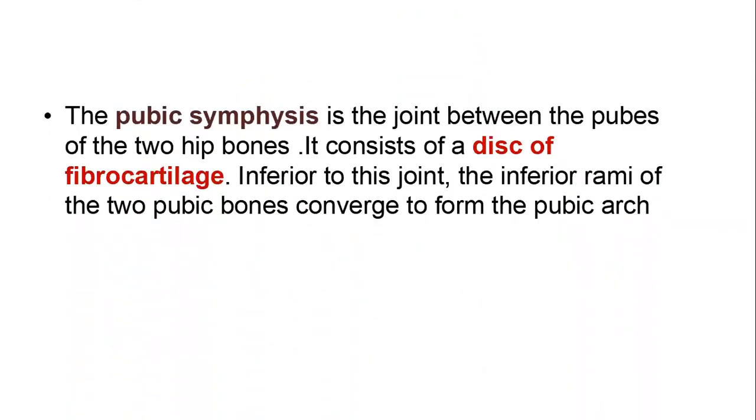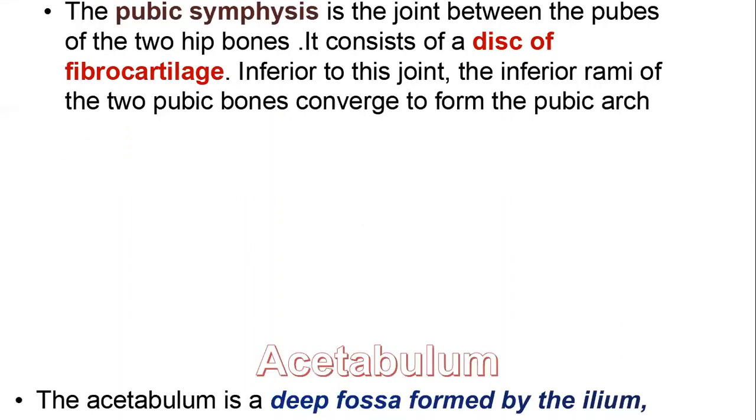So the pubic symphysis is the joint between the pubis of the two hip bones, and that's anteriorly. It consists of a disc of fibrocartilage. Inferior to this joint, the inferior rami of the two pubic bones converge to form the pubic arch. So that's just the description of the pubic symphysis and the hip bone in general.